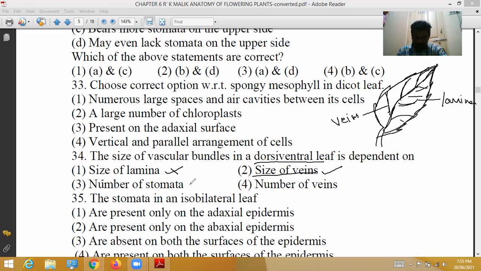The first option, number of stomata, is wrong. Number of veins is also wrong. For the 34th question, the answer is the size of veins, because veins are regions of vascular supply and dorsiventral leaves have reticulate venation. Because of this, the vascular bundle size is determined. So for the 34th question, the second option is correct.